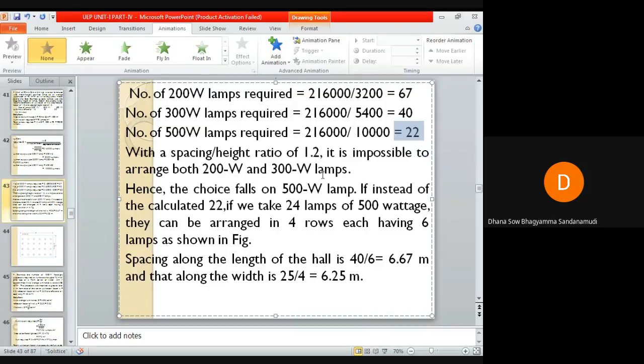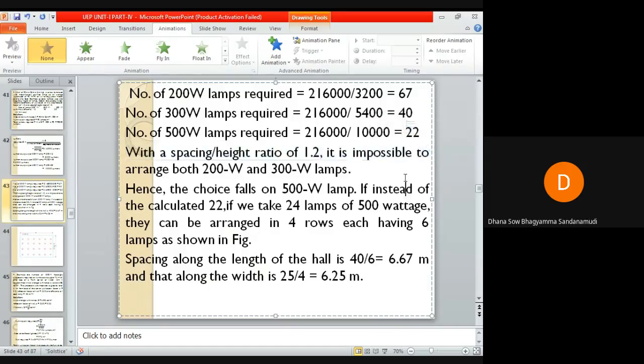So for this space height ratio, you can assume the number of lamps required in rows and columns. When you multiply the number of rows with the number of columns, it must be equal to 67, and the distance between the lamps must satisfy this space height ratio. Just for example, I have solved here for the 500 watt lamp. If I am taking the 500 watt lamp, actually I have only 22 lamps here.